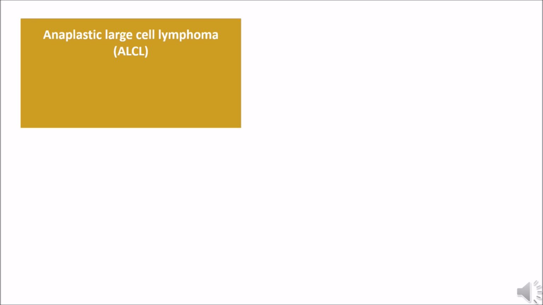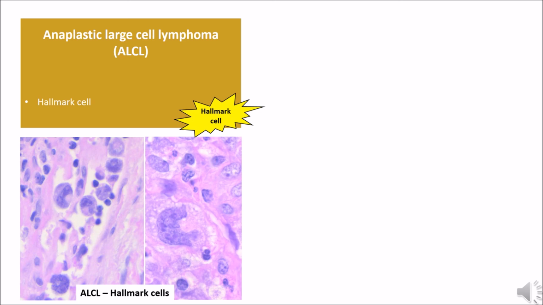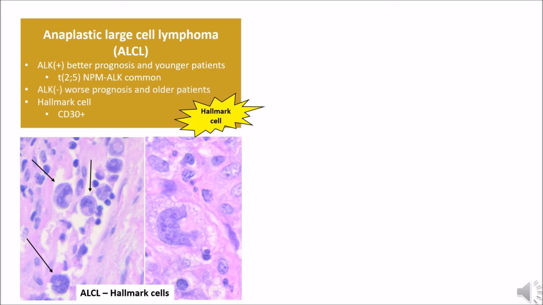Anaplastic large cell lymphoma, ALCL, is an aggressive T-cell lymphoma characterized by horseshoe-shaped hallmark cells with eccentric nuclei and prominent nucleoli. Similar to Reed-Sternberg cells of classic Hodgkin lymphoma, these cells are CD30 positive. Anaplastic lymphoma kinase, ALK, is positive in a proportion of cases associated with good prognosis and younger age. A common translocation in these cases is the translocation 2-5 that leads to fusion of NPM1 and ALK. ALK-negative cases are more common in older patients and carry a worse prognosis.